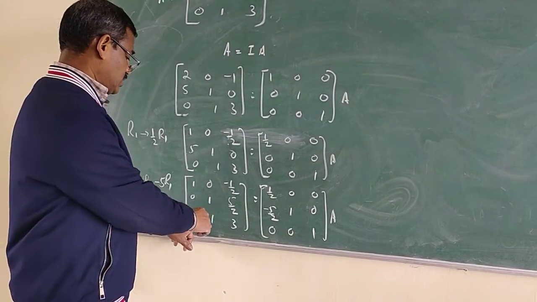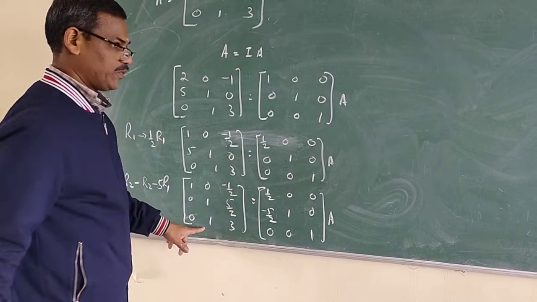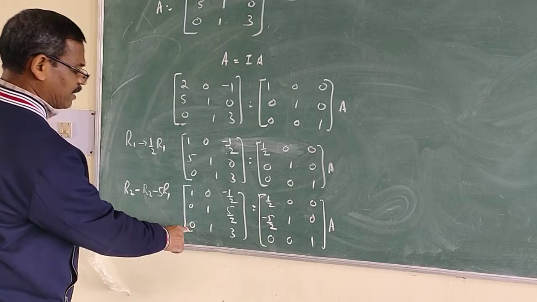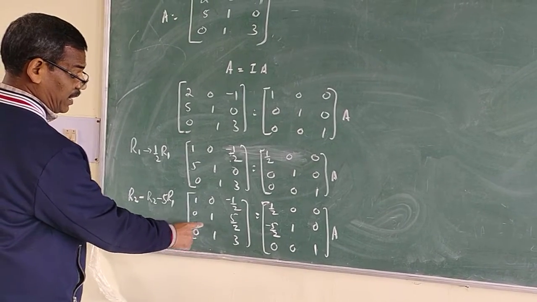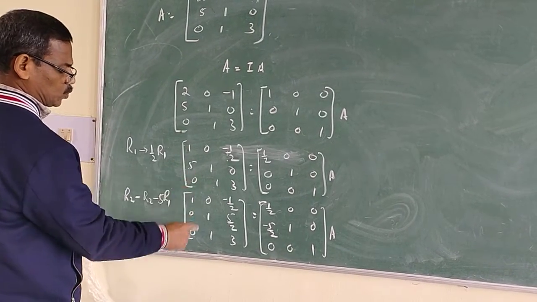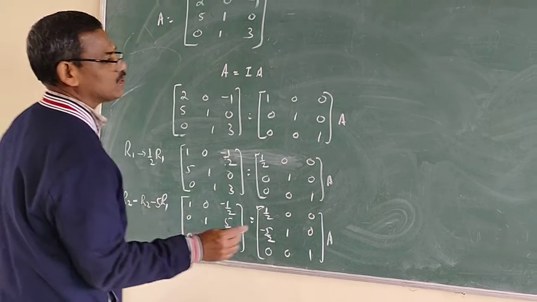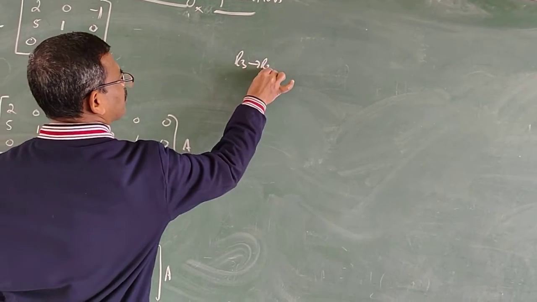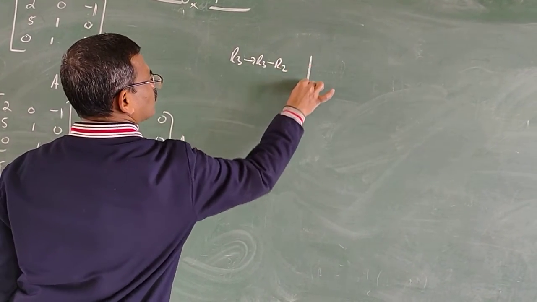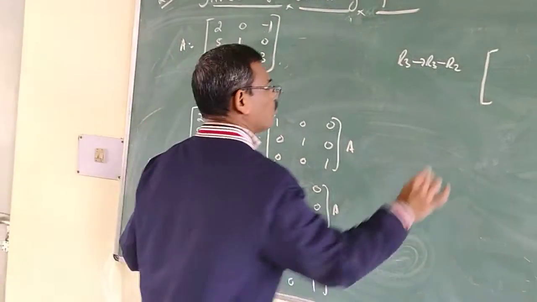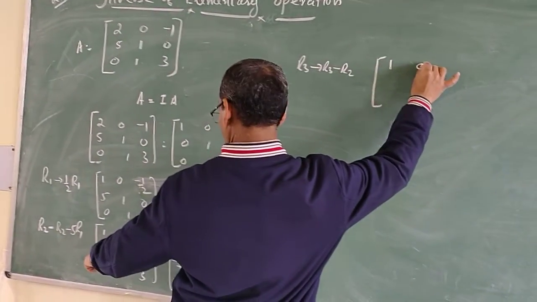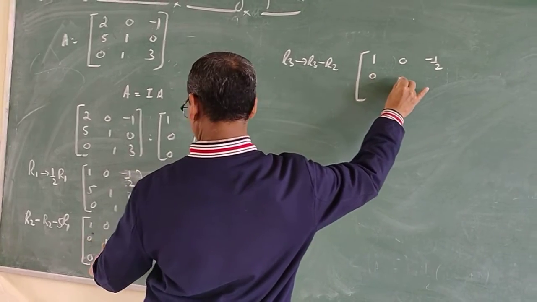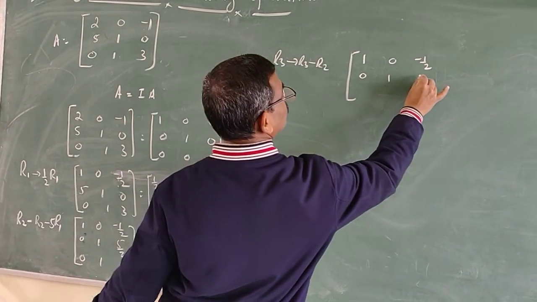Now you have to convert this into a 0. How do you convert this into 0? That is R3 can be taken as R3 minus R2, because 1 minus 1 gives it. So I will be making R3 as R3 minus R2. Let's see what is that. 1, 0, minus half. Then 0, 1, 5 by 2.